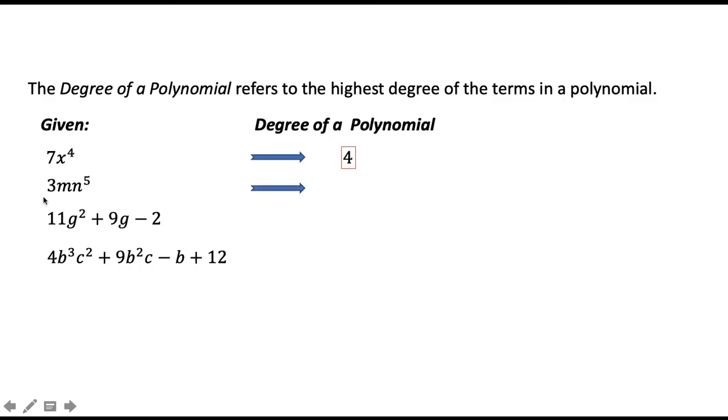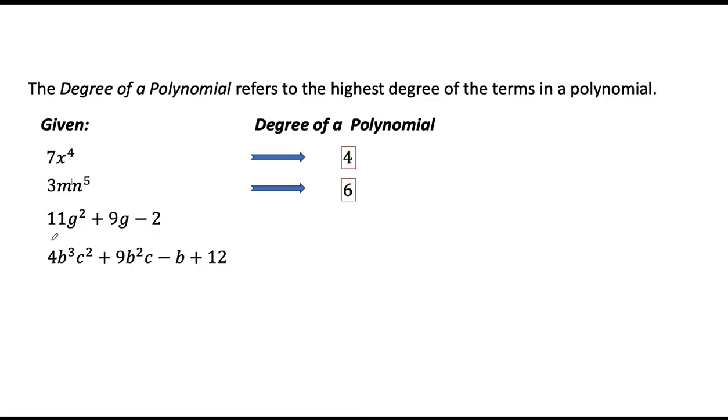In our next given, 3mn raised to the 5th power, the degree is 6 because we know that m has an exponent of 1. 1 plus 5 is 6, and that is the sum of the exponents of the variables.